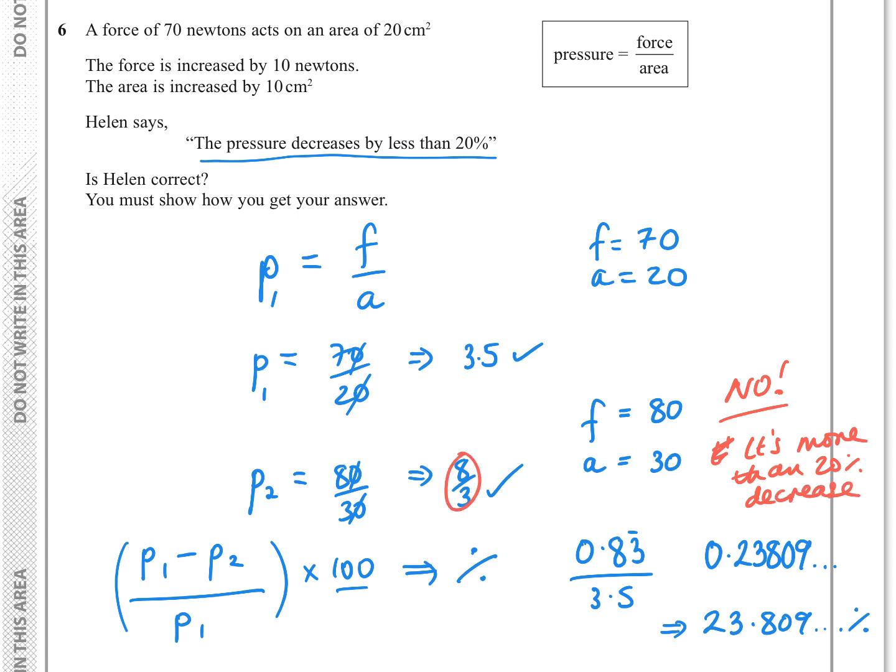I think it would help if I just decimalised that for you straight away. There we go, 2.6 recurring. So you can see that it's definitely gone down, and there's all the figures to back up your statements.